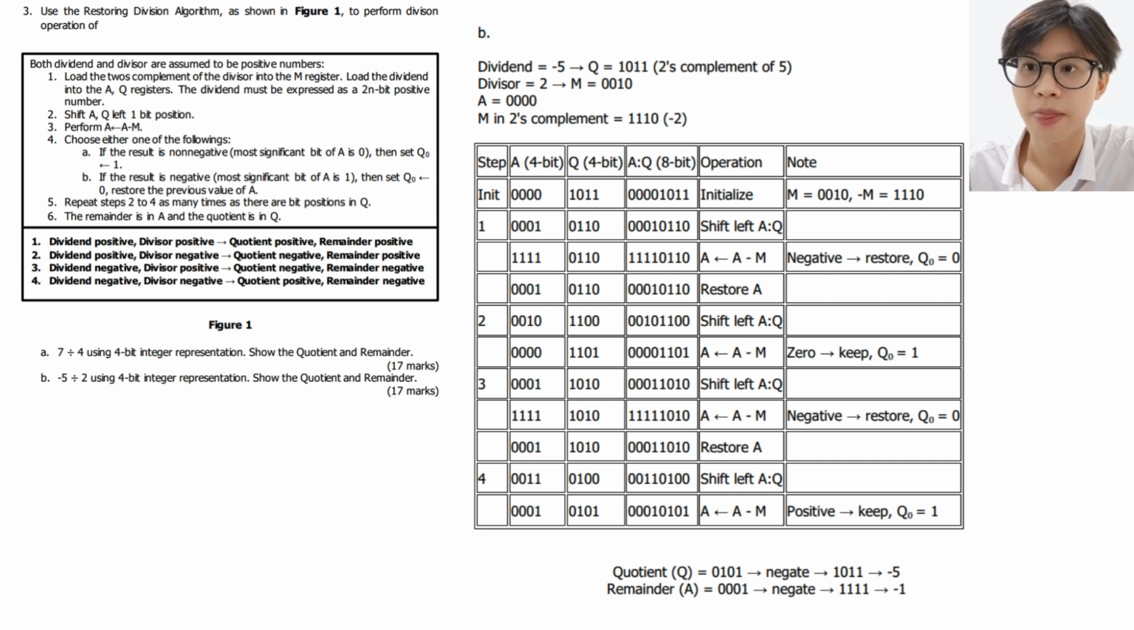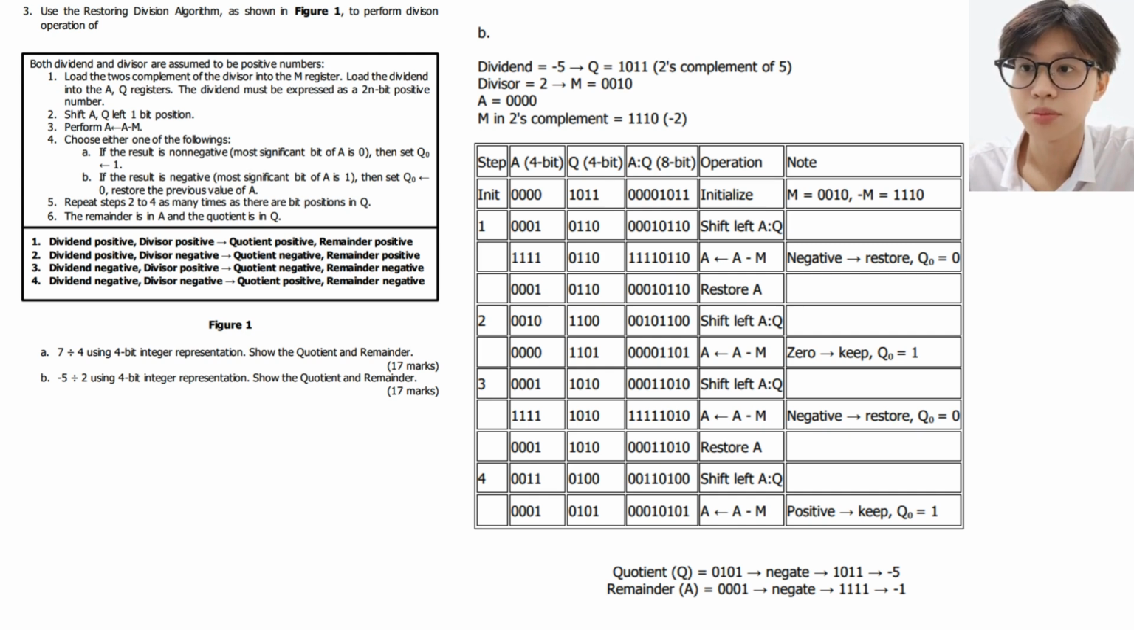Subtract M and we get a negative result. We restore A and set Q0 to 0. Step 2, shift left. AQ is 0, 0, 1, 0, 1, 1, 0, 0. Then we subtract M and get 0, 0, 0, 0, which is 0, a non-negative. So we keep it and set Q0 to 1.